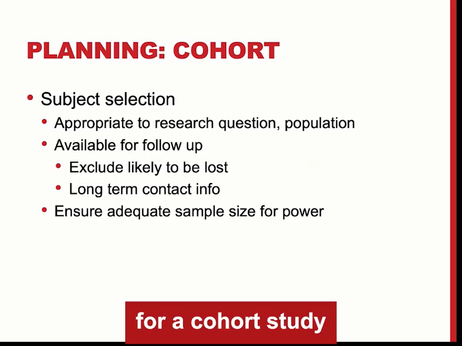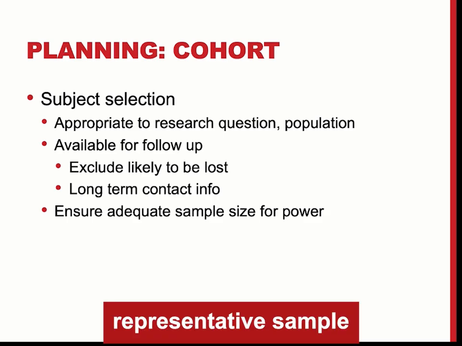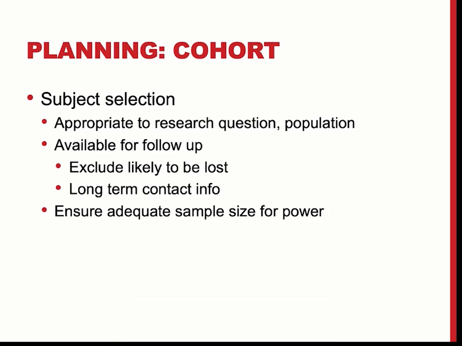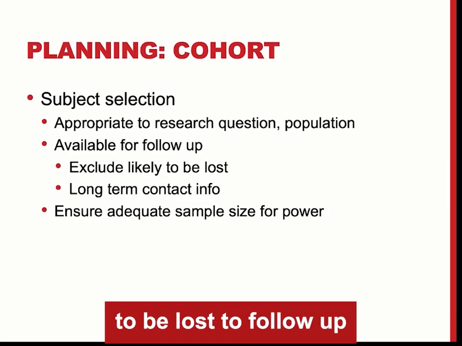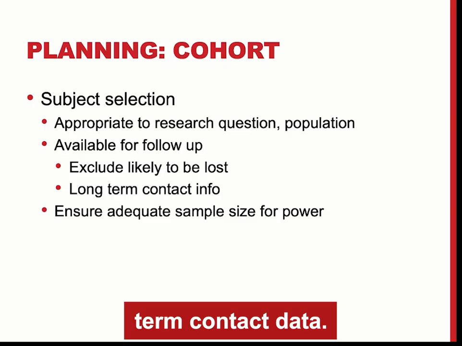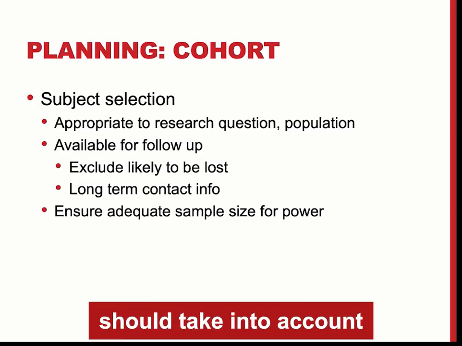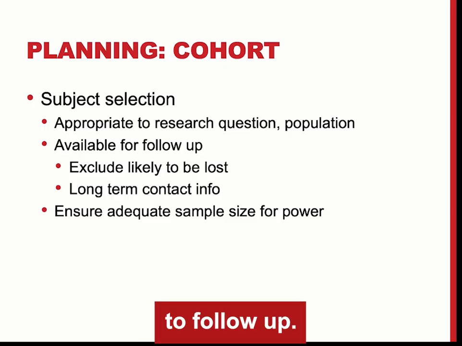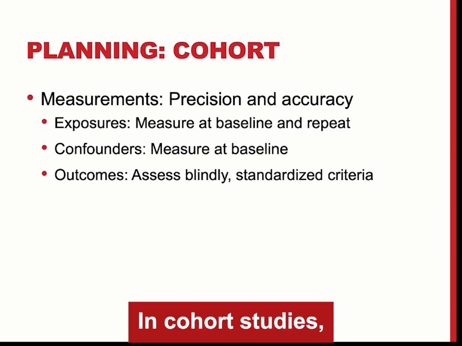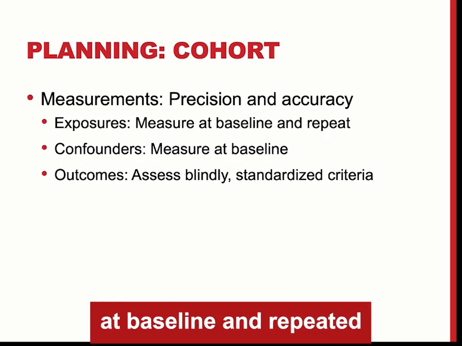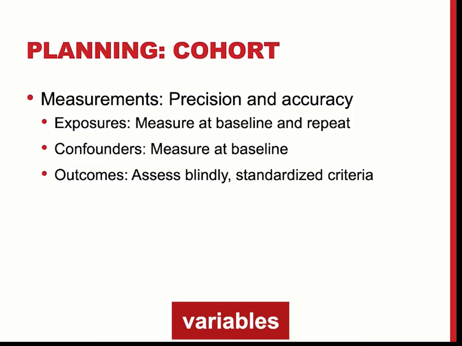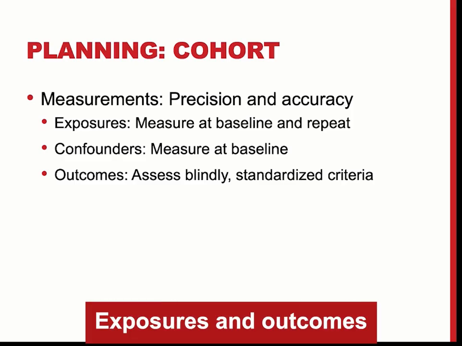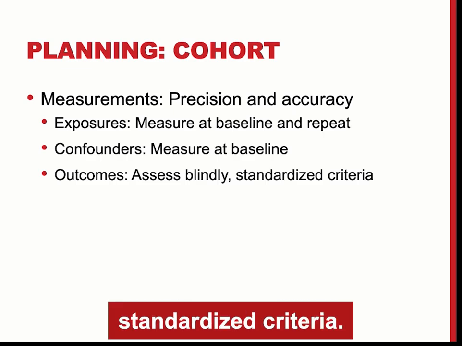Subjects selected for a cohort study should be appropriate to the research question and a representative sample of the population. For prospective cohort studies, it may be necessary to exclude those likely to be lost to follow-up and to collect long-term contact data. Sample size determination should take into account the proportion of patients who will be lost to follow-up. In cohort studies, ensure that measurements are both precise and accurate. Exposure should be measured at baseline and repeated, as new exposure may occur. Potential confounding variables should be measured at baseline. Exposures and outcomes should be assessed blindly and use standardized criteria.